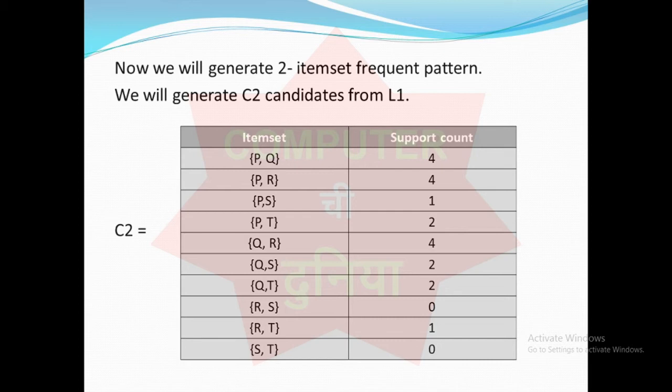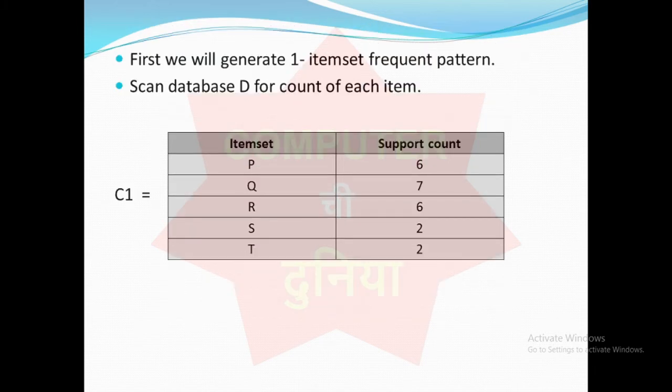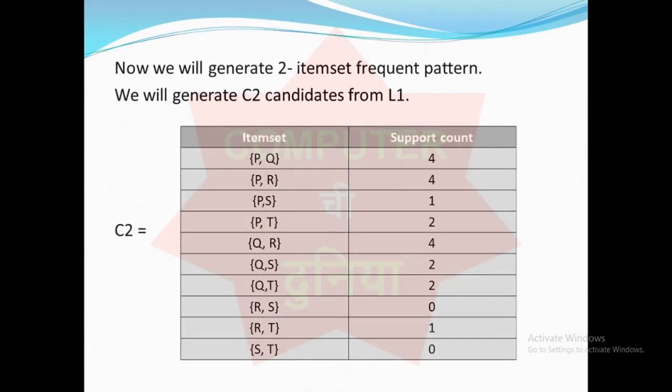Now again we have to find out the support count of all these item sets. For item set PQ, the support count is 4. How is it calculated? Again, we have to check our data set. The PQ item set is present at 4 positions: transaction T1, transaction T4, transaction T8 and transaction T9. Hence, the support count of pair PQ is 4. Similarly, we find the support count of all other pairs.